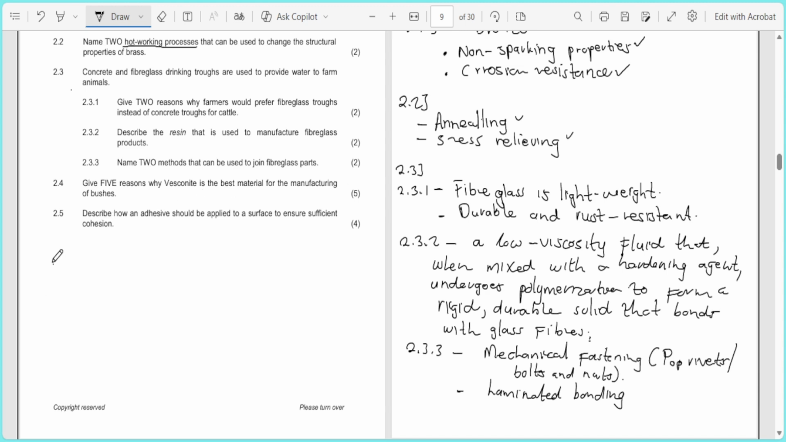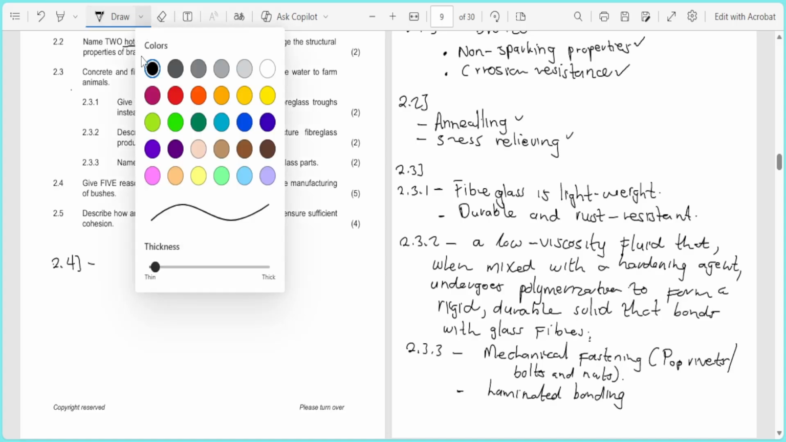2.4. Let me try writing this side. Maybe it won't flash as much. Okay, so give 5 reasons why Vesconite is the best material for the manufacturing of bushes.